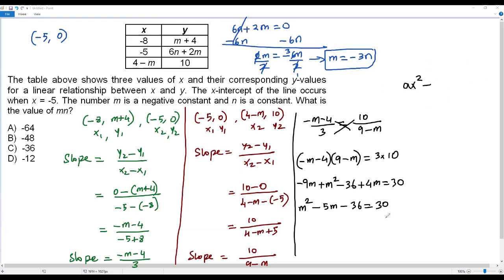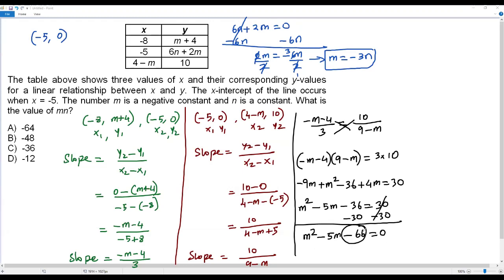So for that we have to make the right side 0. We have to get rid of this positive 30, so I am subtracting 30 from both sides. When I do so, this positive 30 and negative 30 will cancel out. I am getting m squared minus 5m minus 66 equals 0. Okay, I think this quadratic equation can be solved by factoring.